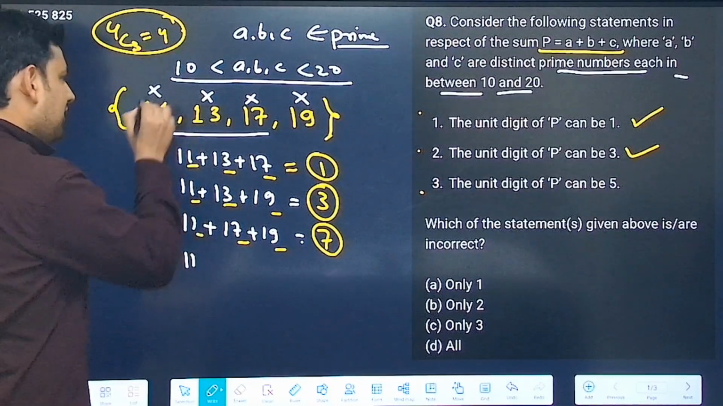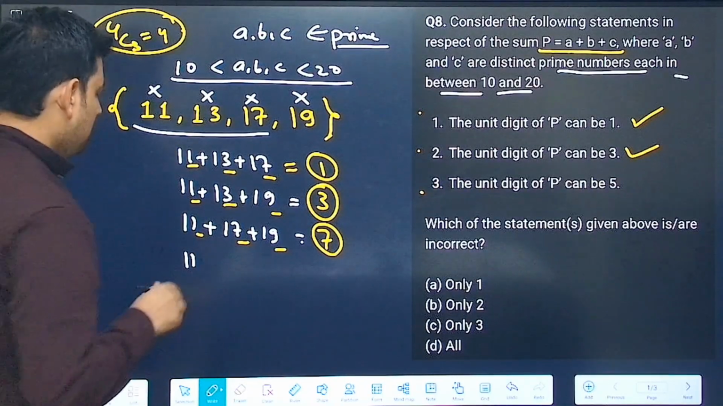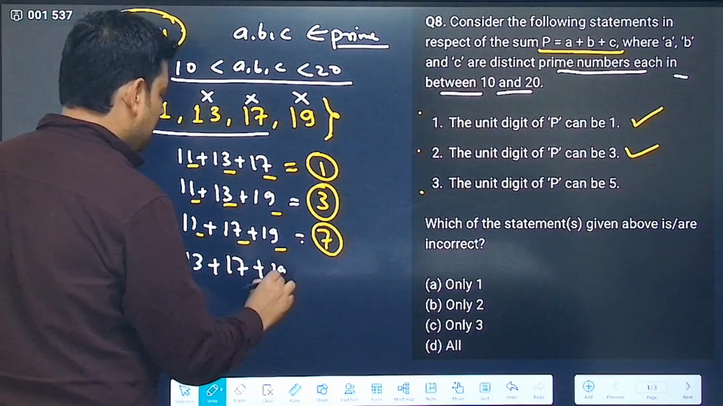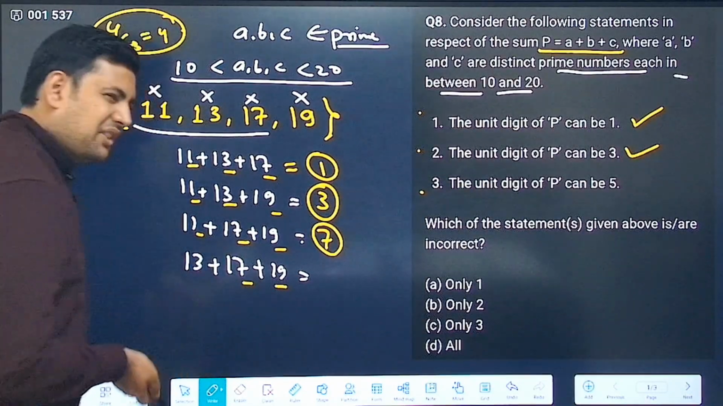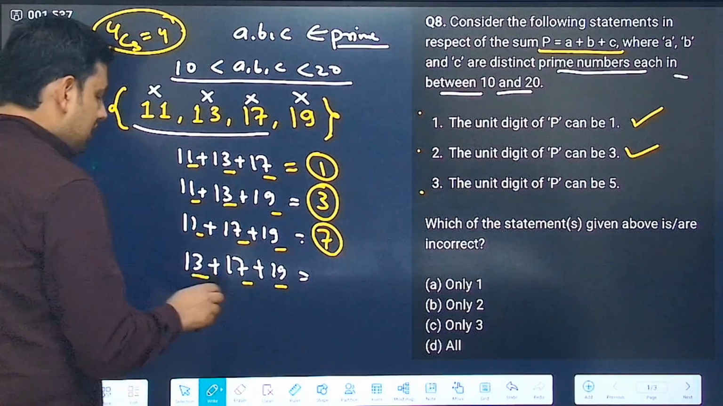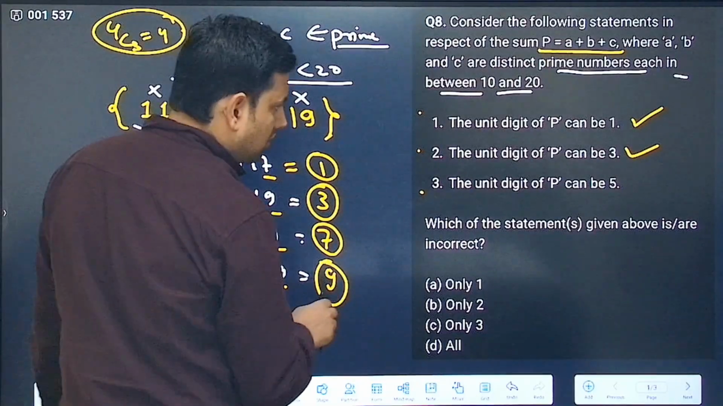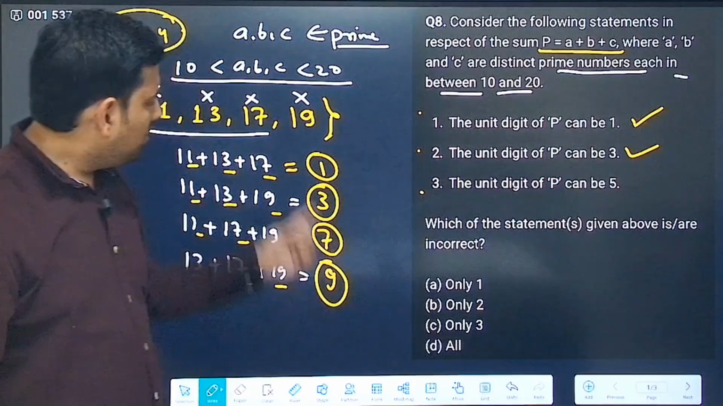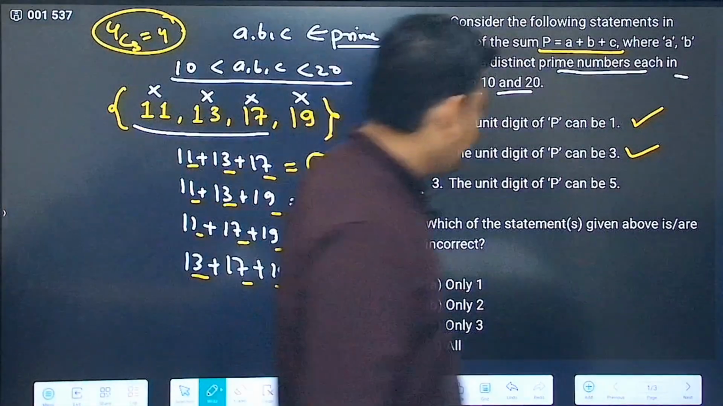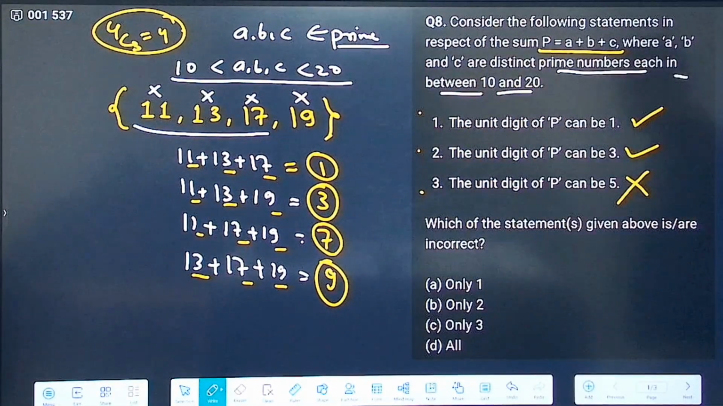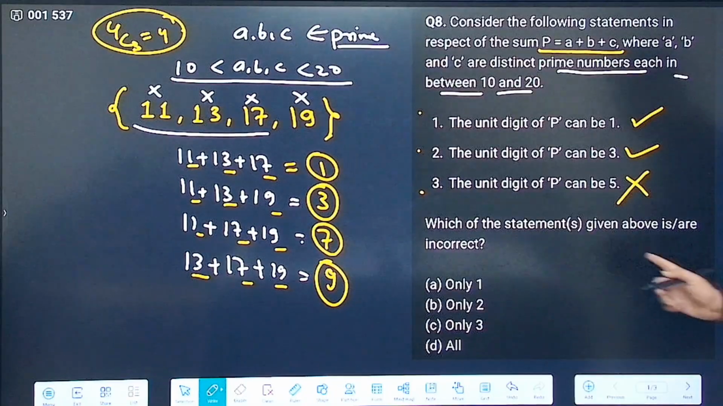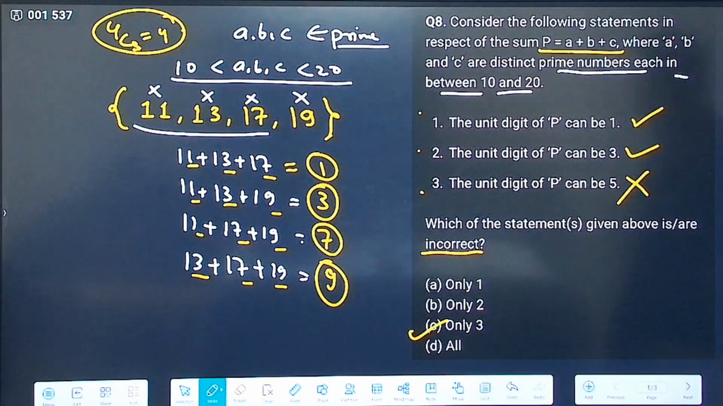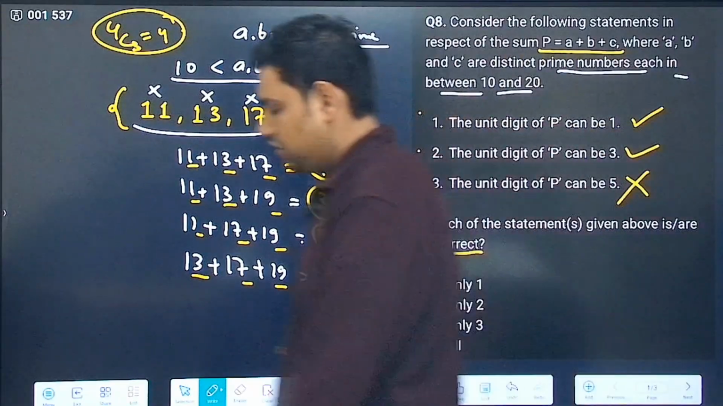So now finally I will leave 11 out. So what I will have is 13 plus 17 plus 19. 9 plus 7 is 16. 6 plus 3 is 9. So 9 is also a possible unit digit. Is 5 possible? No. I have taken all the cases. 1, 3, 7, 9 is all the possibility. Now it is asking which of the statements given above are incorrect. Only the one with unit digit 5 is incorrect because unit digit 5 is not at all possible.